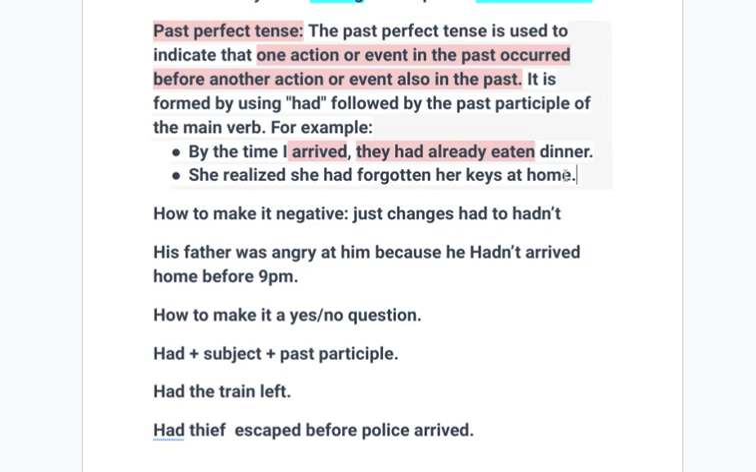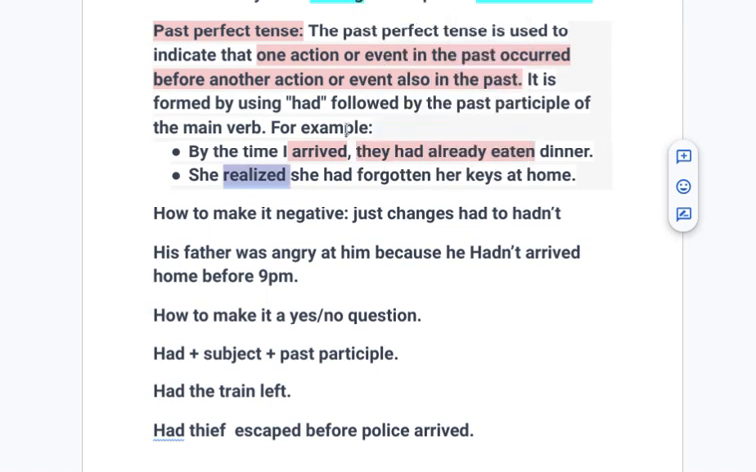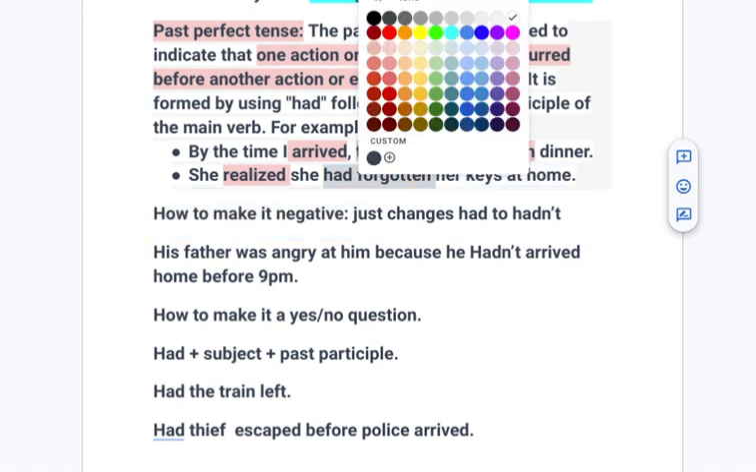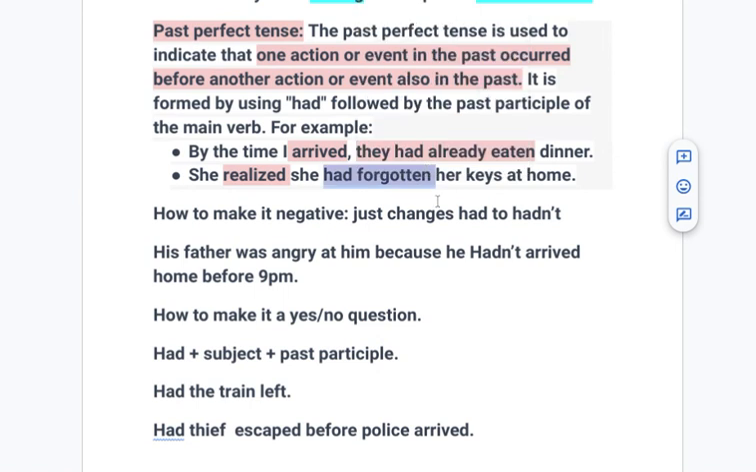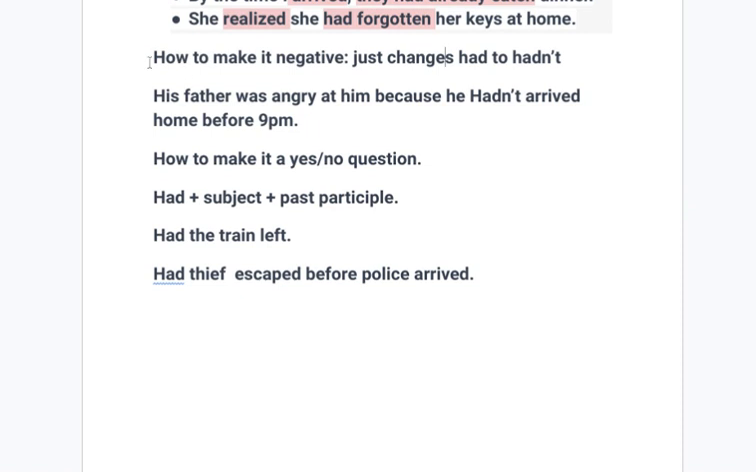She forgot her keys at home first and she realized that she had forgotten her keys at home. This is the second action, and this is the first action. So this is the simple past tense because it's showing the action verb. That's why it's the second action. And she is the subject. Had forgotten. Forgotten is the past participle of forget. Yes, you're right. So let's go to another part of this past perfect tense.